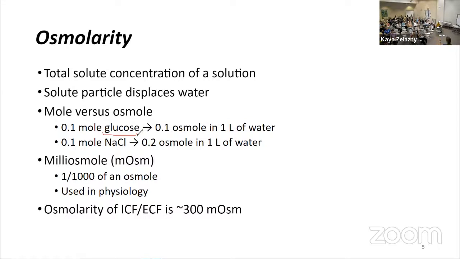Very simple, 0.1 mole to 0.1 osmol, right? Directly, same number across. If you're thinking about an ionically bound compound though, you're going to have to take into account that those ionic bonds dissociate in water, right? And we get 2 ions where you have just 1 crystal before you put it into the aqueous solution.